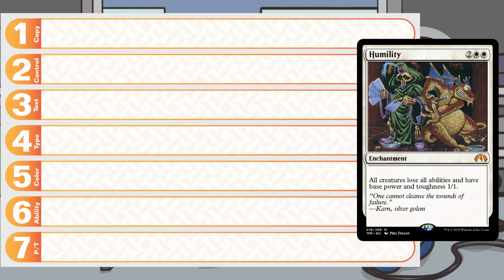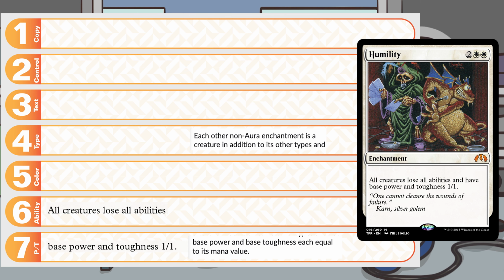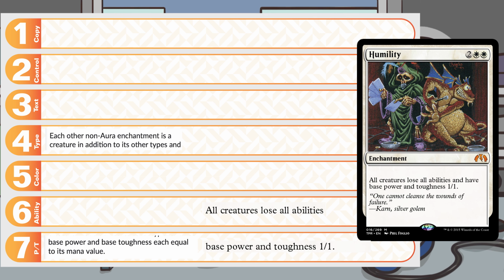Because they're both trying to do something at the same layer, because they're not a dependency, it depends on which one came in first and which one came in second. If Humility came in first and Opalescence came in second, then both of them are going to be 4/4s. If Opalescence came in first and Humility came in second, then they're both going to end up being 1/1s. And that is Humility and Opalescence.